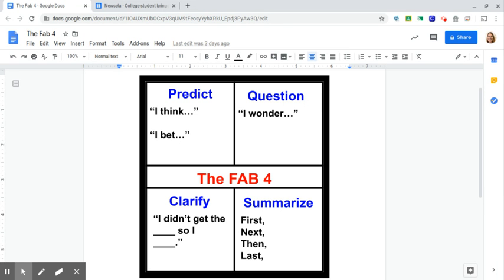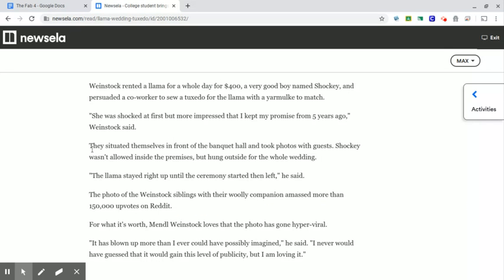But this is a llama. It's a little different. It's also a joke. So are they going to be able to bring the llama inside? What do you guys think? All right. So we've made some predictions, questions, and wonders, clarifying. All of these things really go together. So let's pop back to the article and see if we can find out.